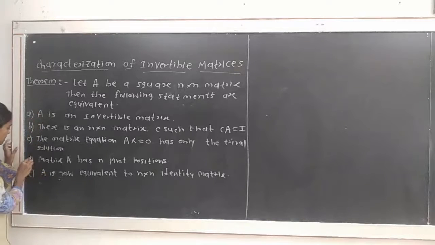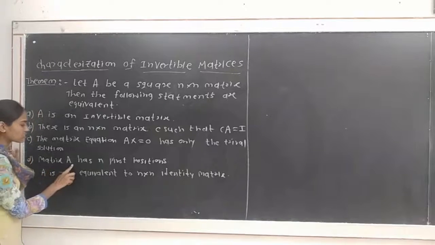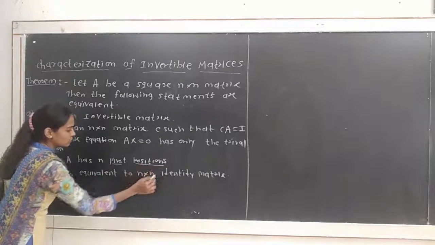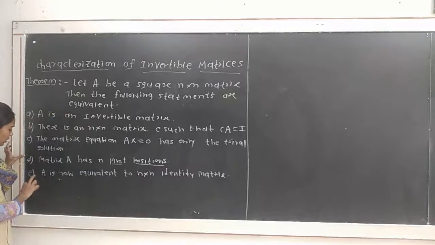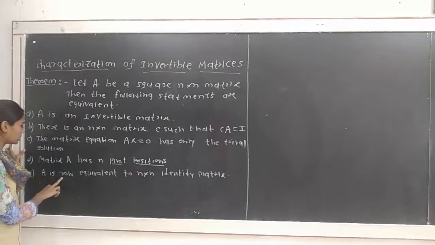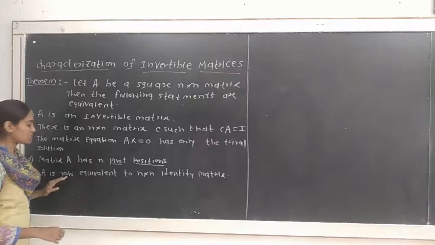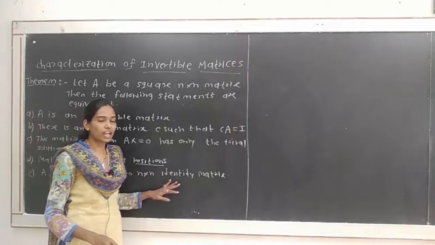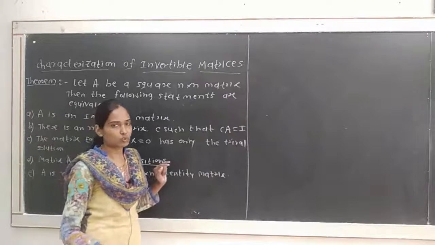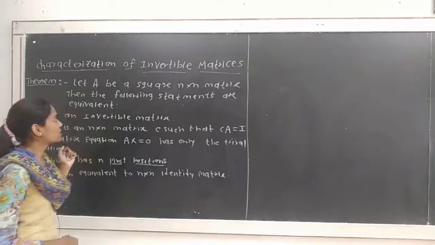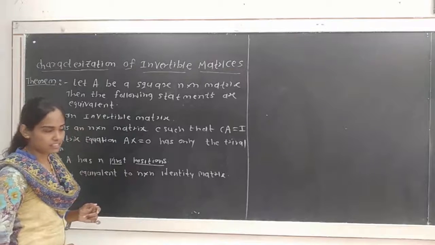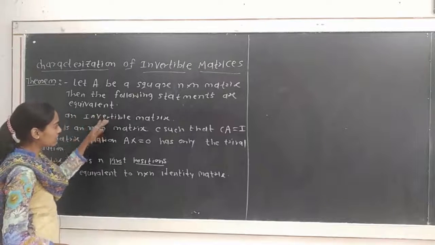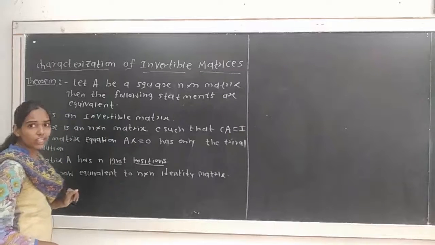Statement D: matrix capital A has n pivot positions, which is a new concept for you. The last one, statement E: capital A is row equivalent to the n cross n identity matrix. So these are all the characteristics of invertible matrices. That is, if the given matrix is an invertible matrix, then these statements are all equivalent.